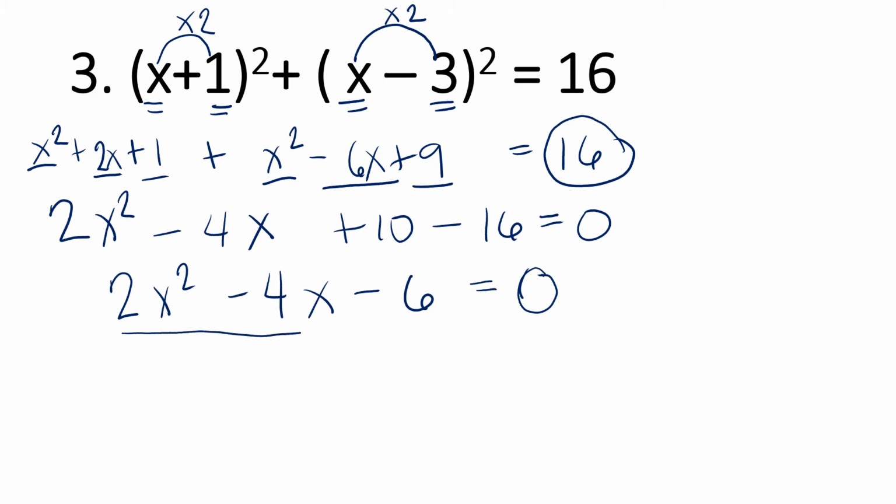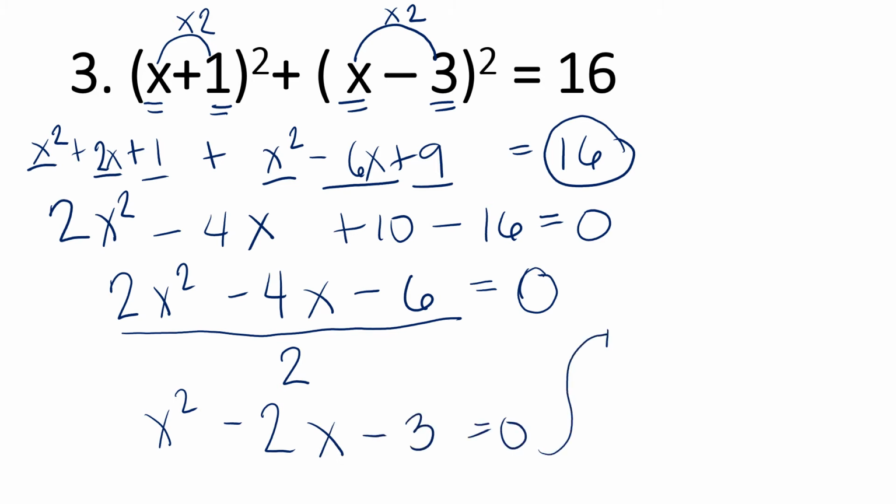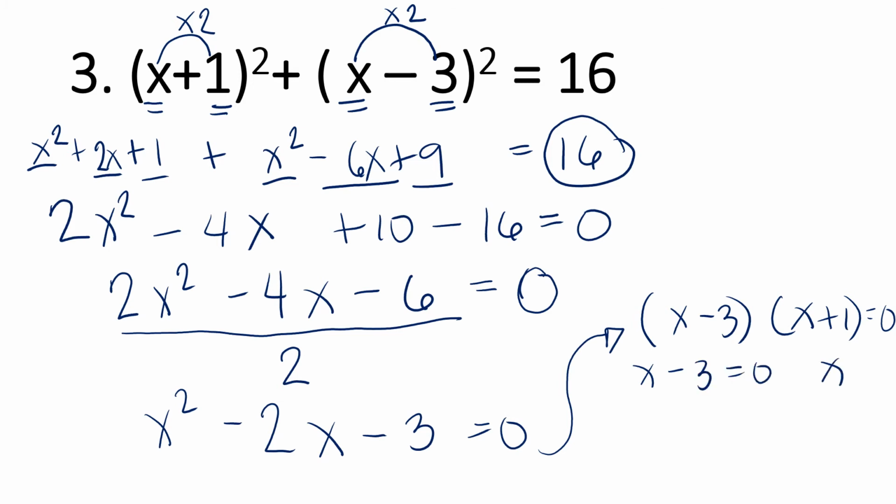Okay, so this is our standard form, but we can notice that all our terms are divisible by 2. So to simplify this further, divide this by 2. We're going to have x squared minus 2x minus 3 equals 0. By factoring, we can factor that as x minus 3 times x plus 1 equals 0. So by zero product, x minus 3 equals 0 and x plus 1 equals 0. So our two roots are 3 and negative 1.